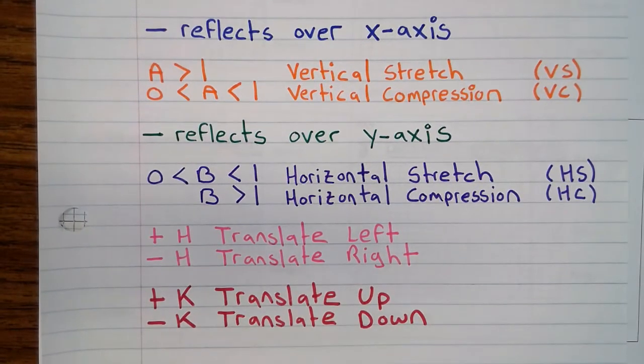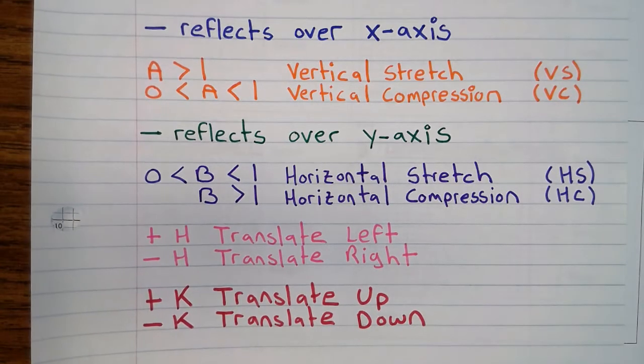When the negative is inside the cube root, in front of the b value, it reflects over the y-axis. When b is greater than 0 but less than 1, it's a horizontal stretch. When b is greater than 1, it's a horizontal compression. When it's plus h, it translates left. When it's minus h, it translates right. When it's plus k, it translates up. And when it's minus k, it translates down. All right, so go ahead and finish up your notes. All right, now your notes are finished.